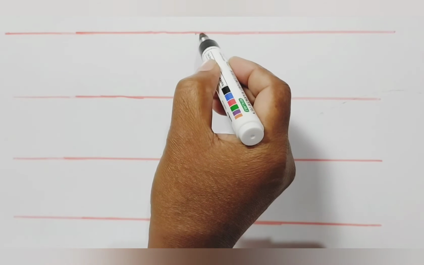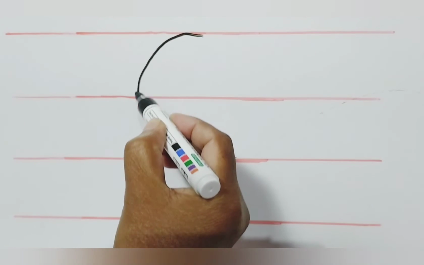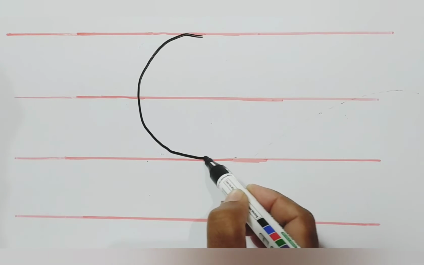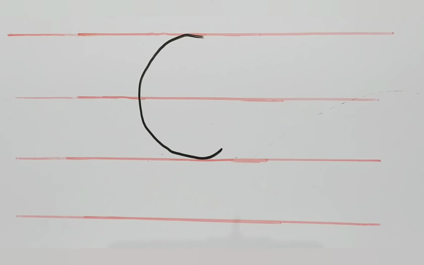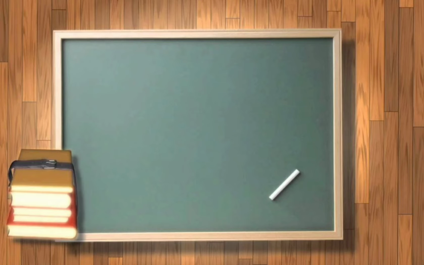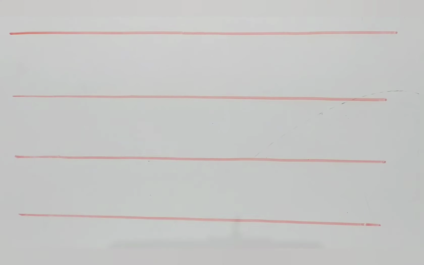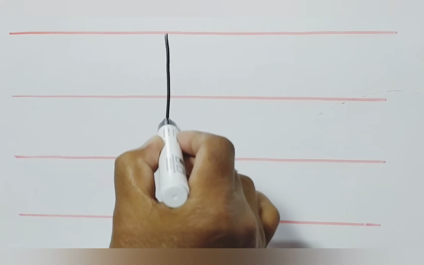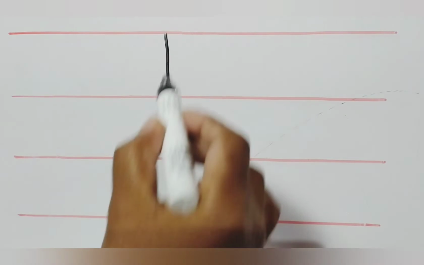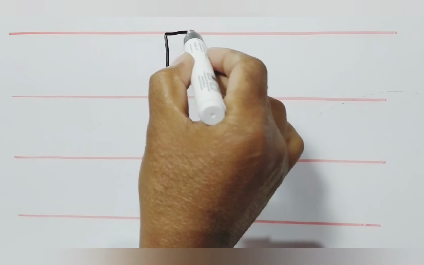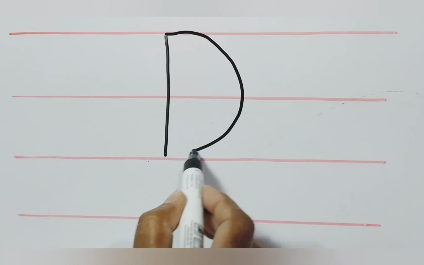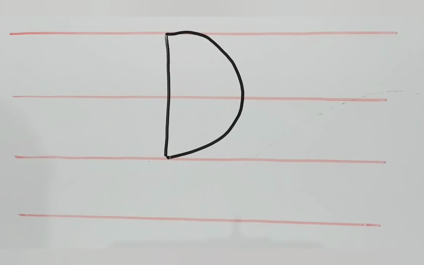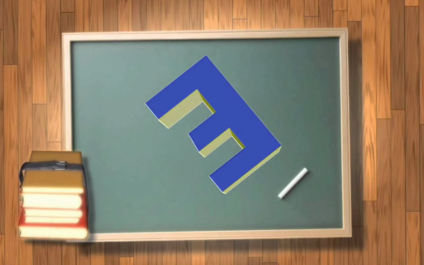Start from the top and draw a curve touching the bottom. This letter is C. Next letter D. Start from the top and draw a standing line down. Go again to the top and draw a curve till the bottom. This letter is D. Next letter E.